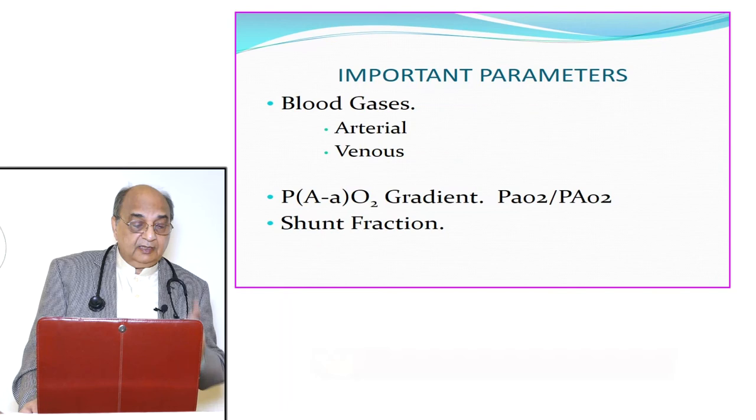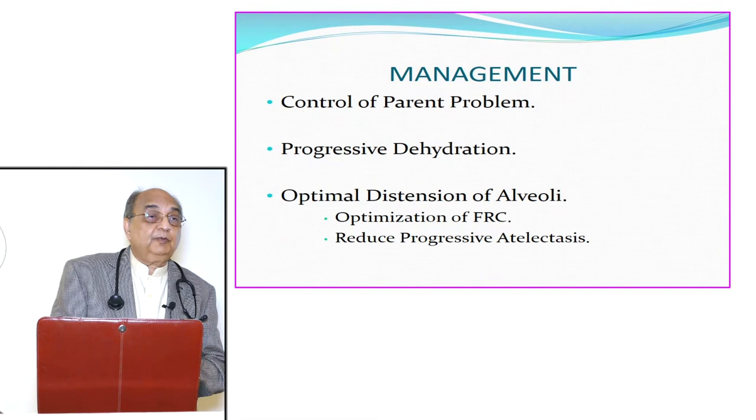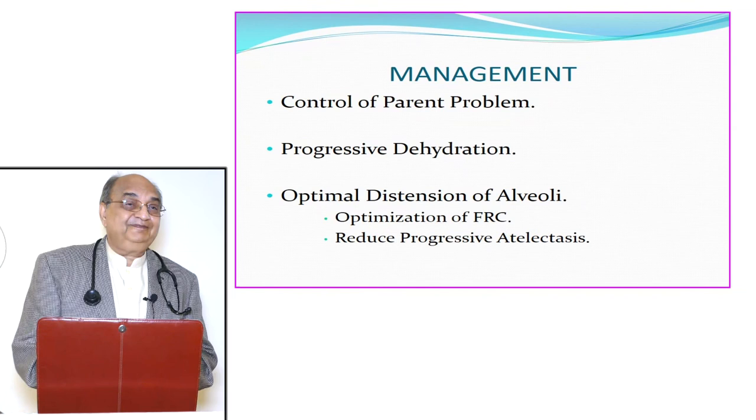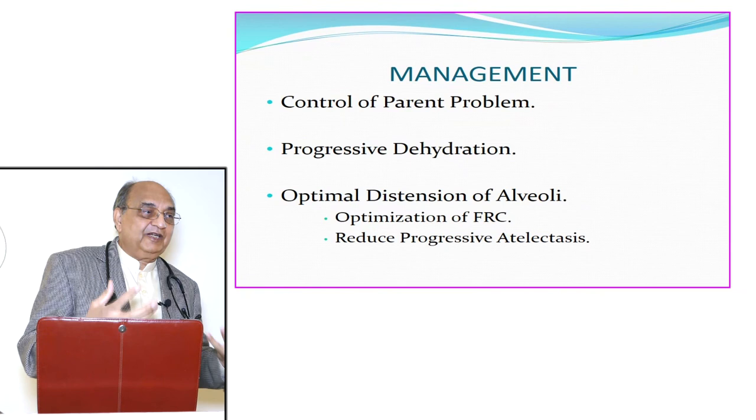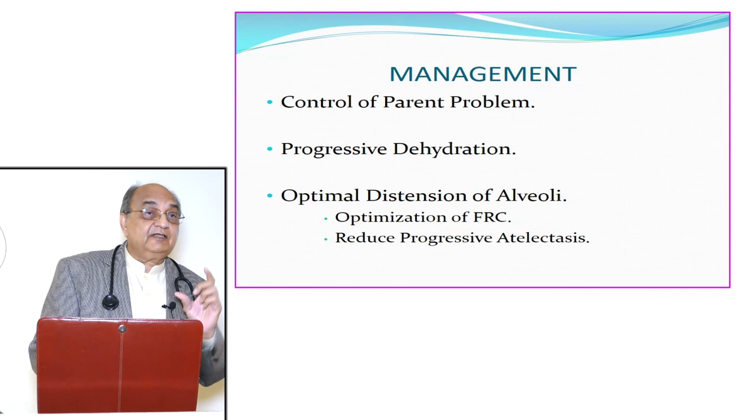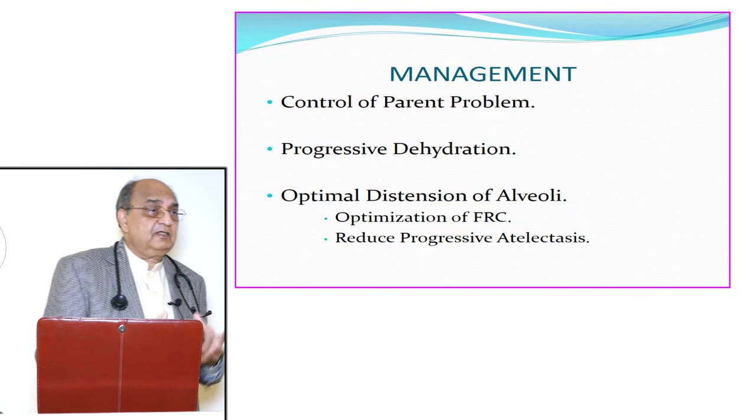Now, if you come to the management, I'm passing through this quickly. Control of the parent problem. Review the cause. Whatsoever is the cause, you control the parent problem. What is the causative factor, if you can find it out. Second is progressive dehydration. As the lungs are wet, you take the person into negative fluid balance while keeping the hemodynamics normal.